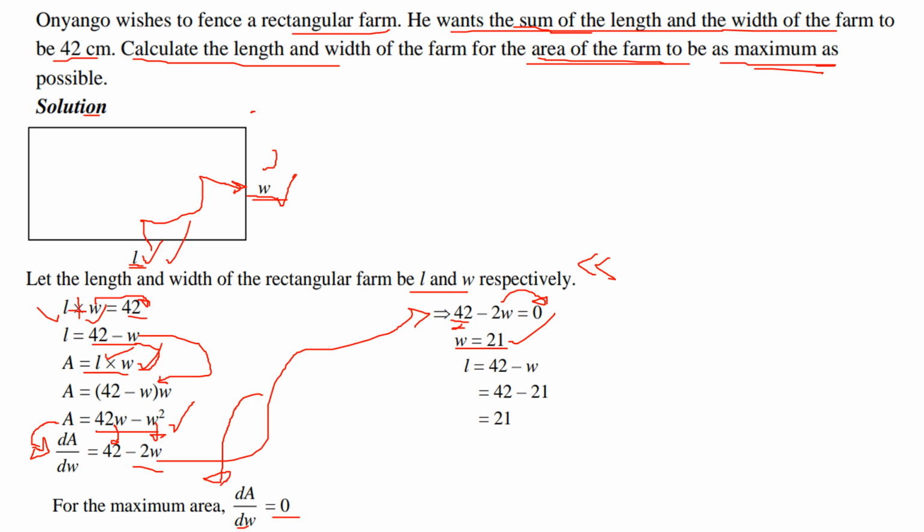Now we use the first expression where we made L the subject to find also the value of L, which is going to be 42 minus W. Substituting for that, you're going to end up with your L being 21 centimeters inclusive.